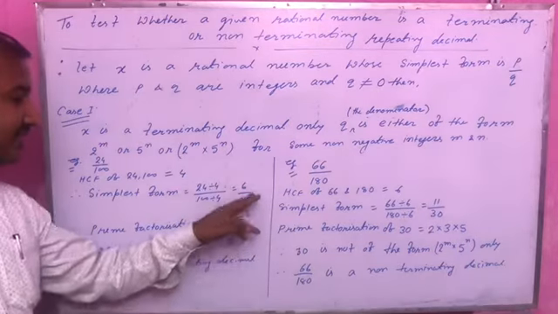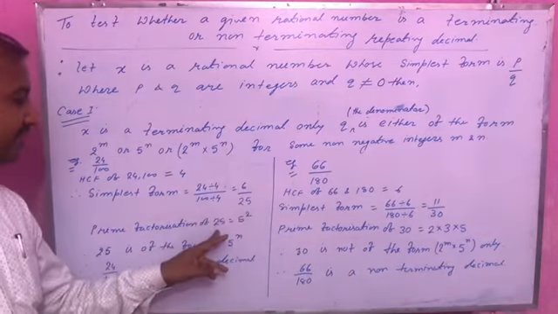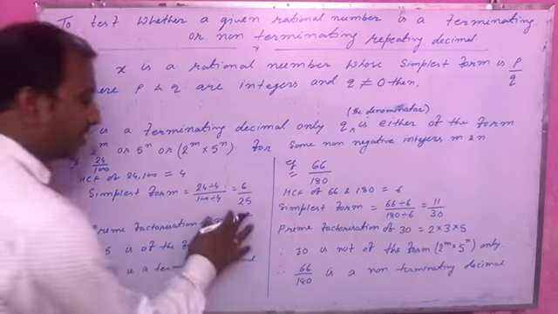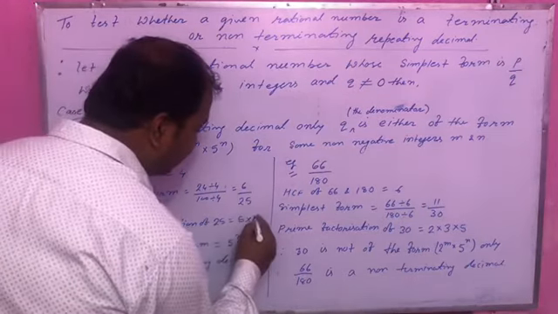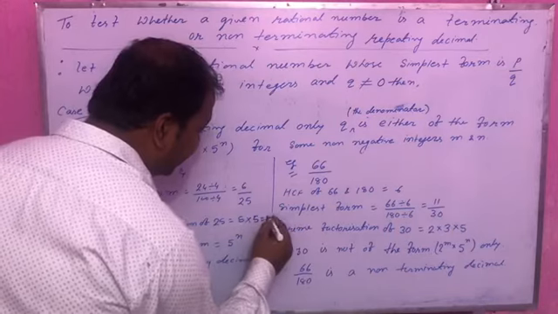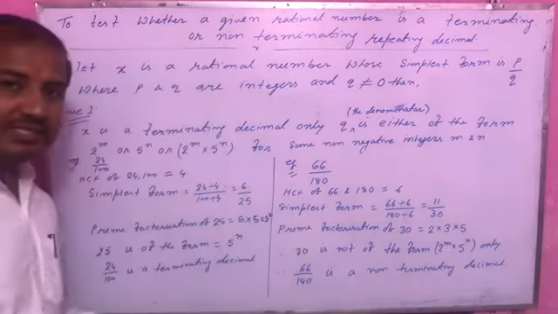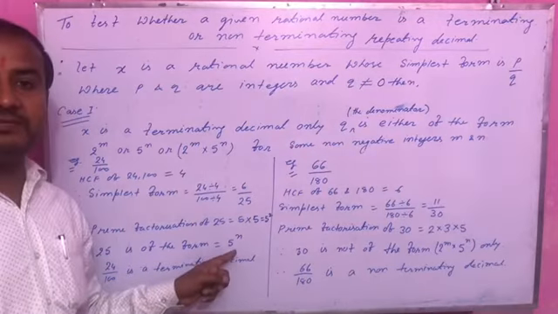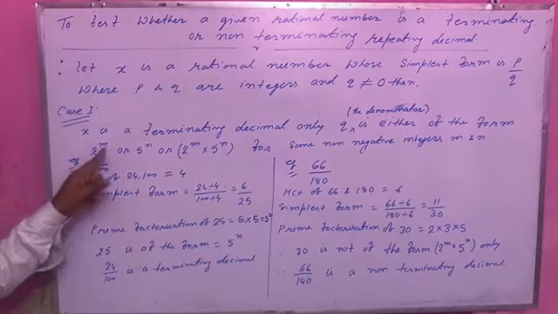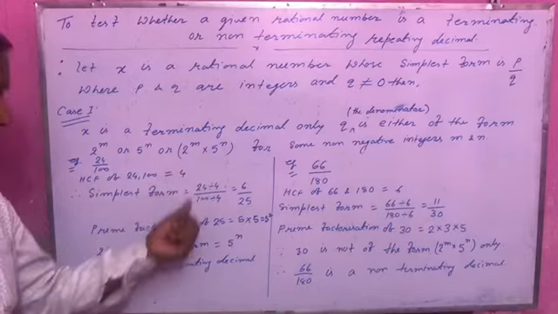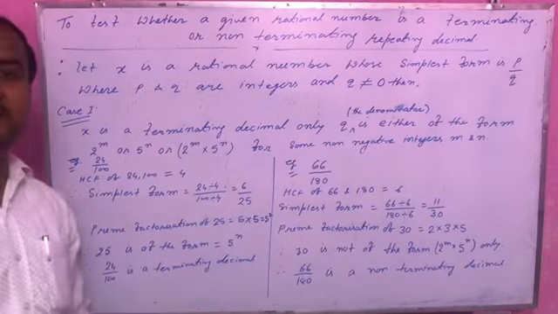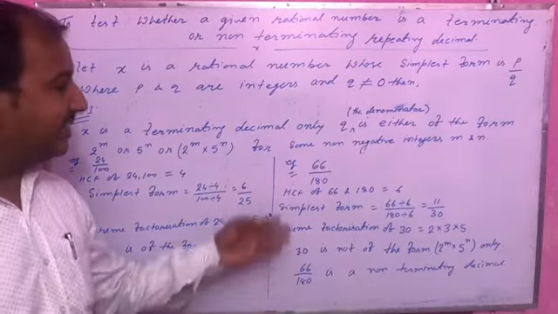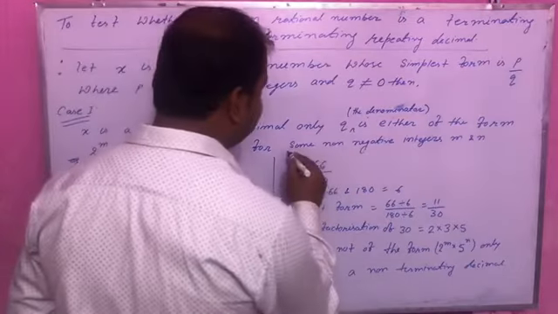Now we will go through the prime factorization of the denominator q. So here q is 25 and the prime factorization of 25 is what? 5 into 5. 5 into 5 means 5 square. Actually you can see 25 is of the form 5 to the power n. Hence this is a terminating decimal. Understood?